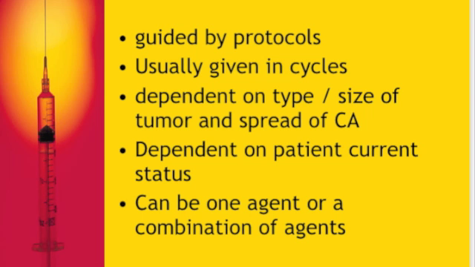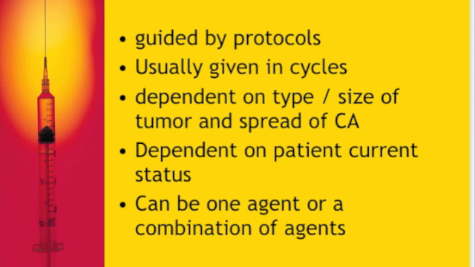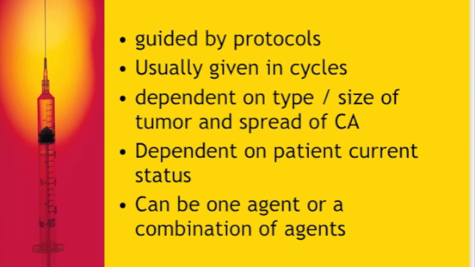Neoadjuvant chemotherapy is chemotherapy that is given prior to surgery to help shrink the tumor so that it can be surgically removed. So neoadjuvant is given prior to surgery, shrinks the tumor, and then it can be removed. Palliative chemo is used to relieve symptoms associated with advanced disease, such as pain. This is beneficial to improve the quality of life until the end.